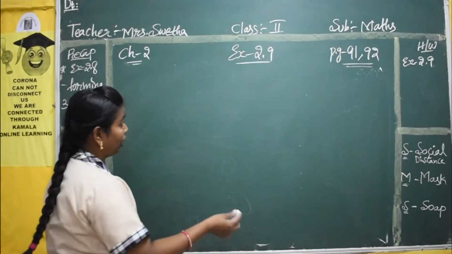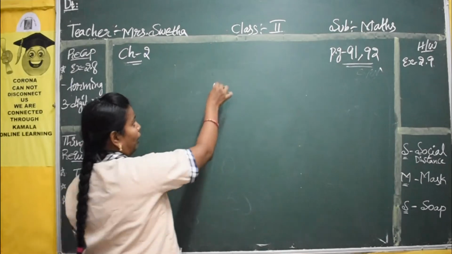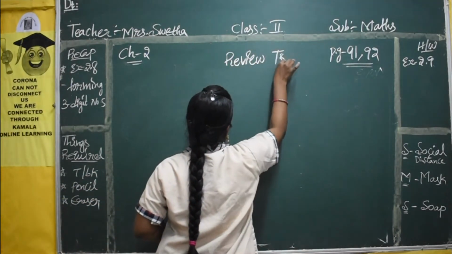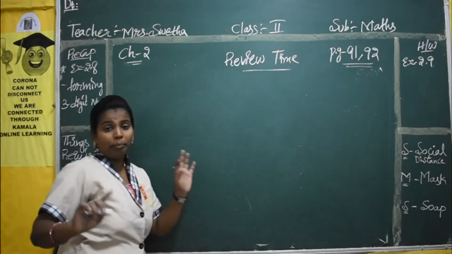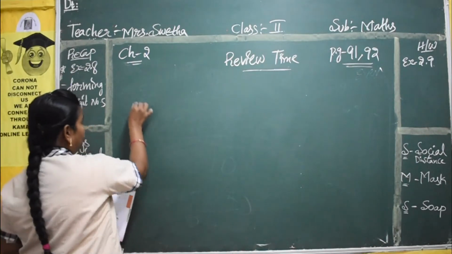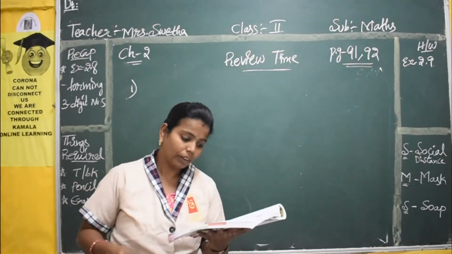In review time, maximum you only have to do; I will do a little explanation and one or two problems I will explain here, and the others you have to do as homework. Review time you have to do completely, but I will do a little explanation. See, in the review time, what is the first bit? Write the numbers indicated by the following.